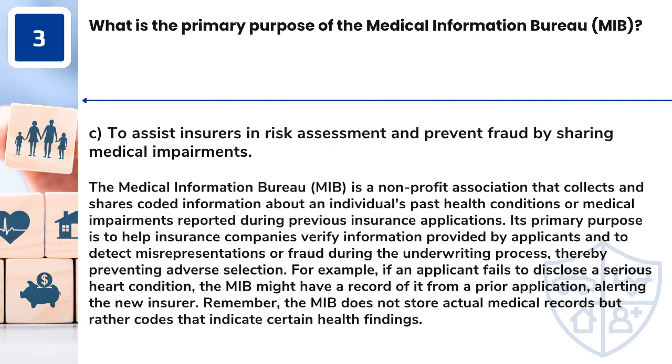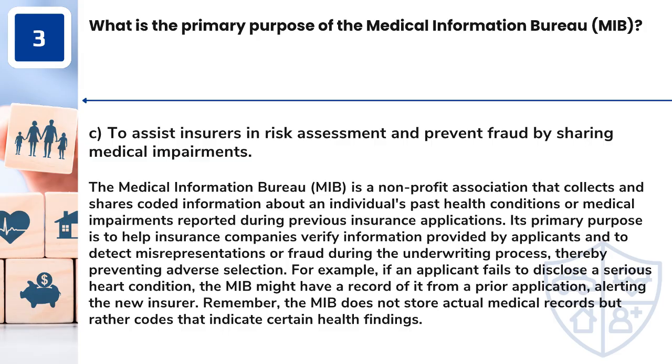Answer: C. To assist insurers in risk assessment and prevent fraud by sharing medical impairments. The Medical Information Bureau, MIB, is a non-profit association that collects and shares coded information about an individual's past health conditions or medical impairments reported during previous insurance applications. Its primary purpose is to help insurance companies verify information provided by applicants and to detect misrepresentations or fraud during the underwriting process, thereby preventing adverse selection.